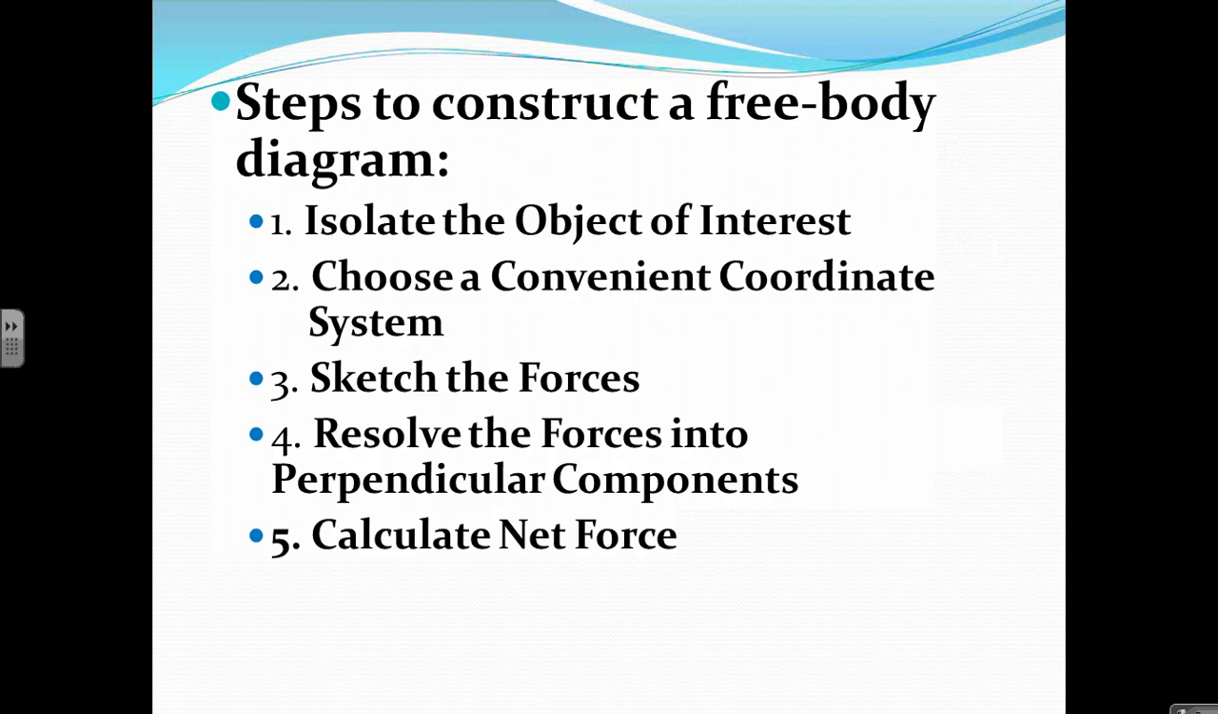So let's talk about the steps to construct a free body diagram. Step 1 is to identify the object you want to analyze. You have to make sure you have a convenient coordinate system. In most scenarios, it will be vertical and horizontal. We sketch all the forces acting on the object. And if any of these forces are not perpendicular to our chosen coordinate system, we must resolve these forces into their vector components that are parallel and perpendicular to our axes. Once we have all our forces parallel and perpendicular to each other, we can calculate the net force acting on an object.